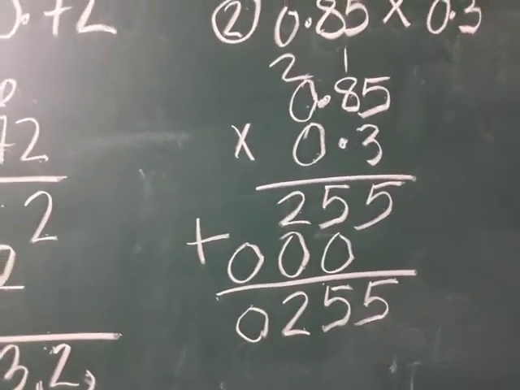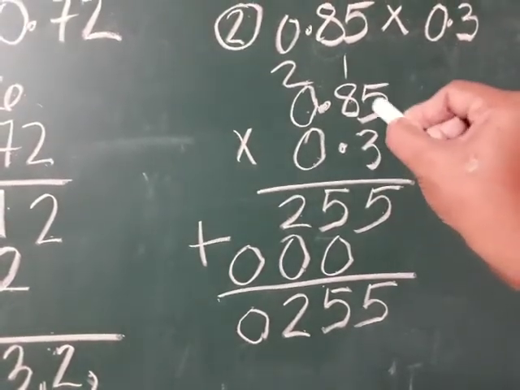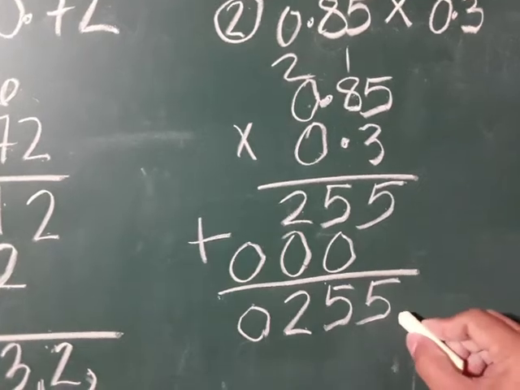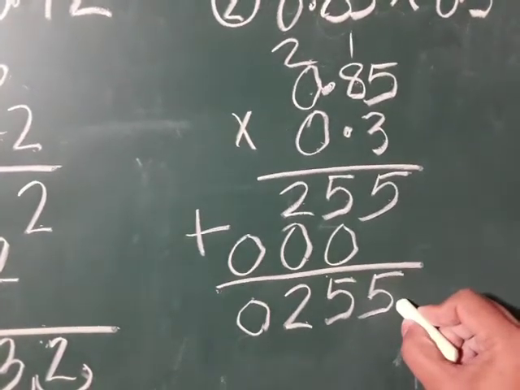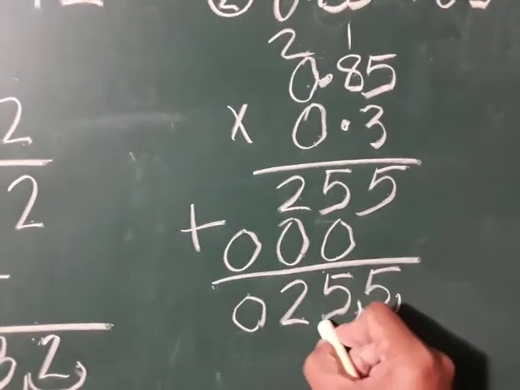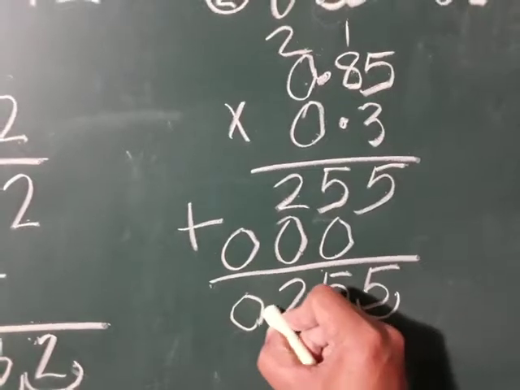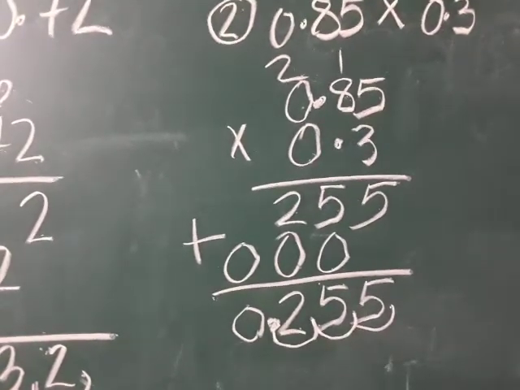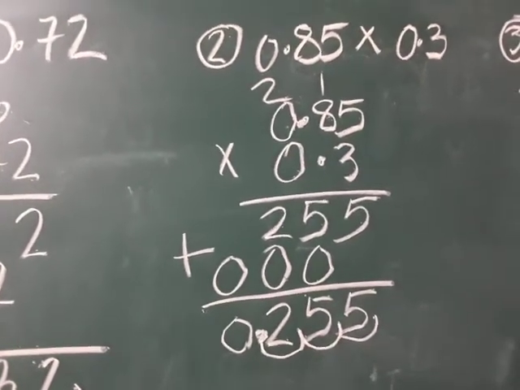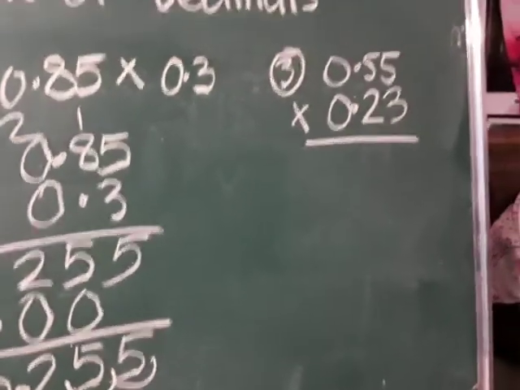Next, let's count the number of digits after the decimals. So, 1, 2, 3. Therefore, we're going to do the same in the product. 1, 2, and 3. So, the decimal is here. Easy, right? Okay. Next, let's proceed with example number 3.